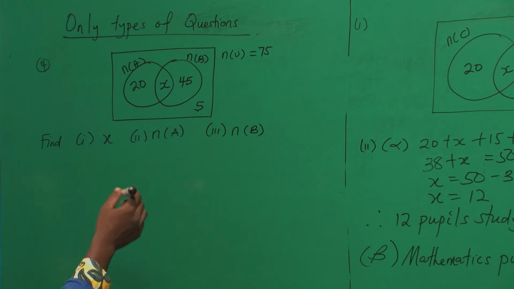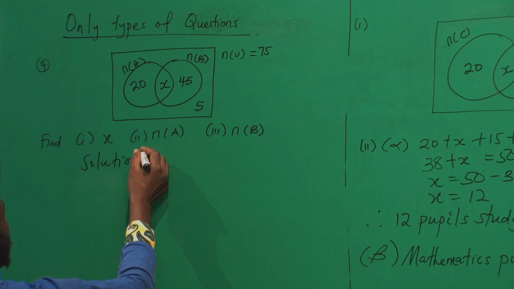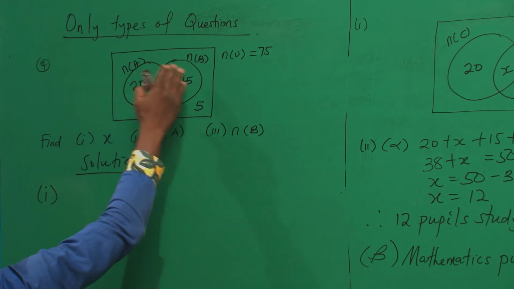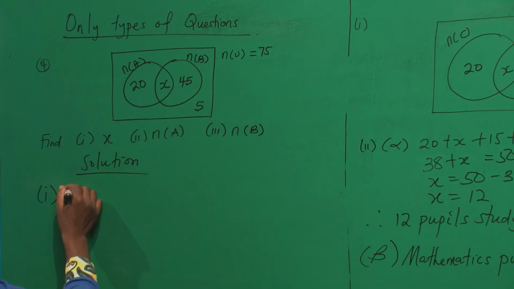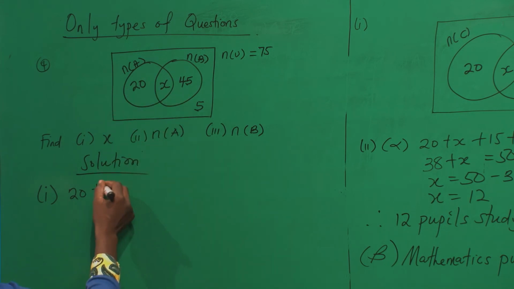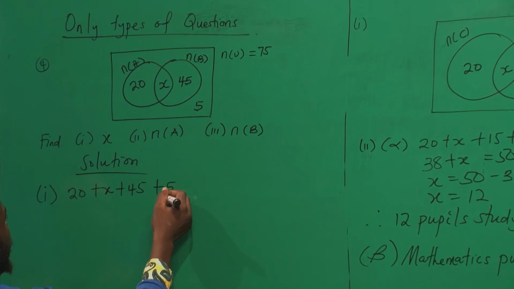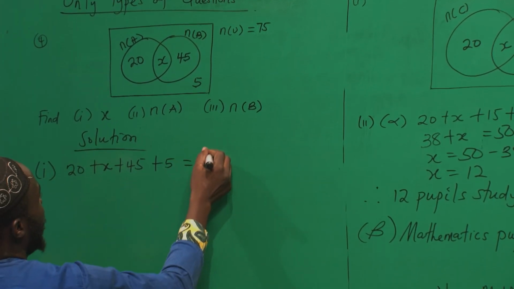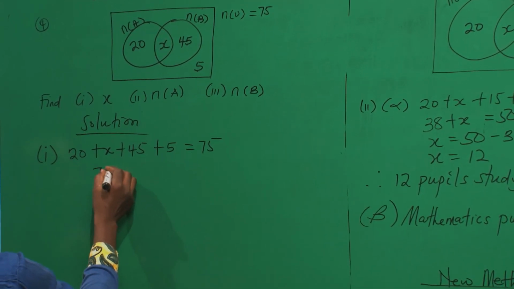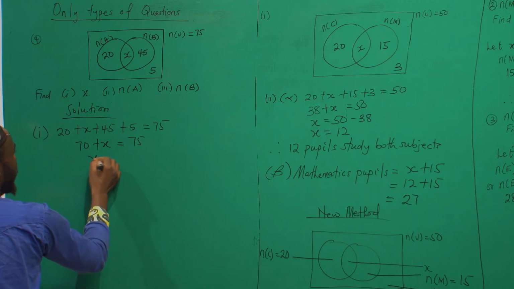Okay, so looking at this, finding the value of X, take I. We want to add everything here, which should be equal to there. So we know it is the only type of question since the numbers have been written in the circle. It's only. So 20 plus X plus 45 plus 5 should be equal to 75. Okay, so 20 plus this is 65 plus 5, 70. So 70 plus X is equal to 75.